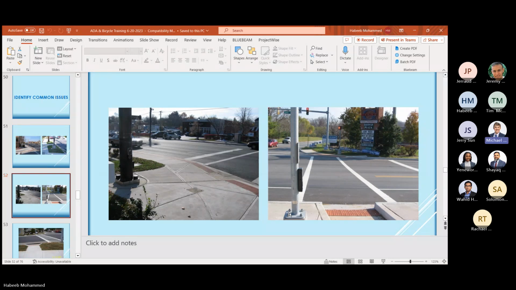So the picture on the left, there doesn't really appear to be a 5x5 landing area. A radius slab may be acceptable, but most likely is not. And then on the right, the push button might be too far away, but it looks like it might be okay.